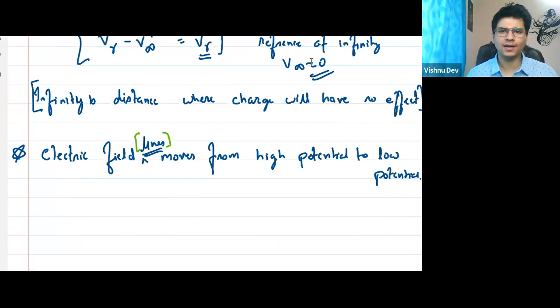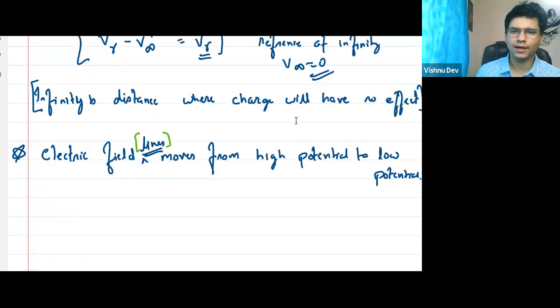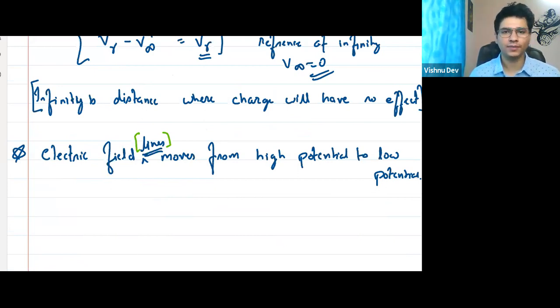Prahlad, it is written, right? That electric potential is basically the work done in bringing a unit positive charge from infinity to a given point against the electric field. Electric field lines move from high potential to low potential. That's what we discussed, right, guys? This is a request: I'm providing you notes and video also. Please watch it once and make your own notes. It will be better, right?